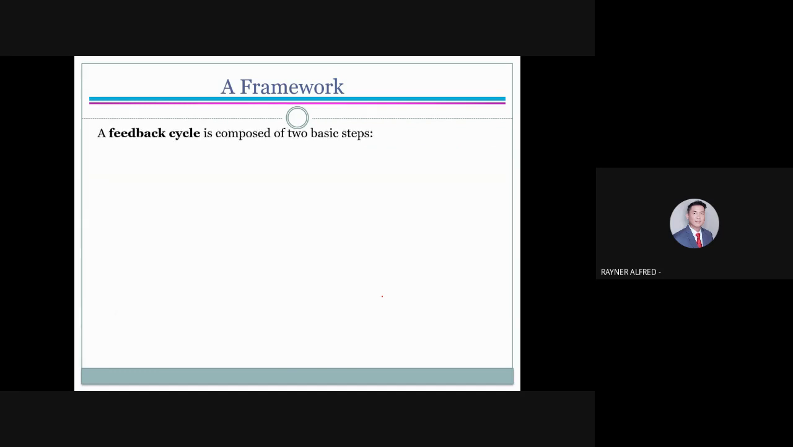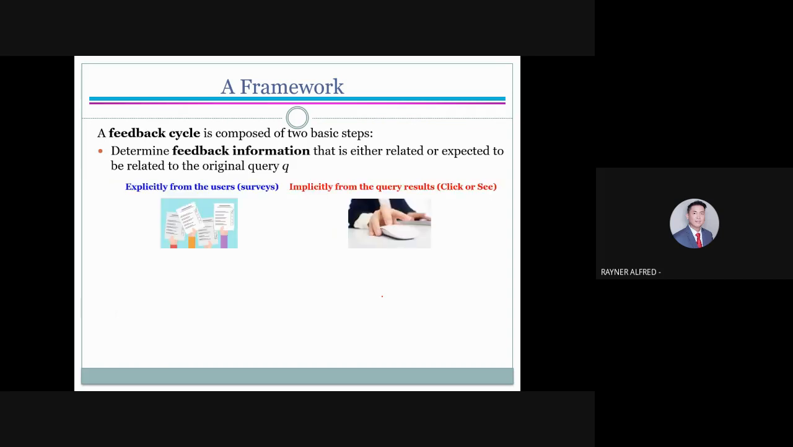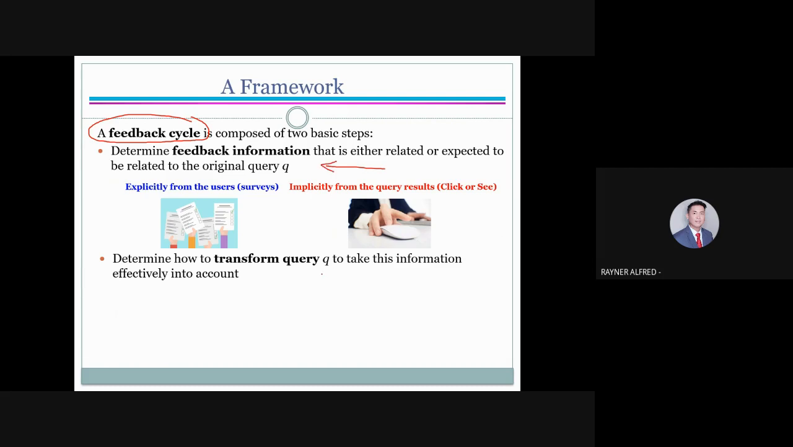Okay, a feedback cycle is composed of two basic steps. Like I mentioned just now, we determine the feedback information through the survey or click, and the next one is how do we transform query Q to take this information effectively into account. So always remember that a feedback cycle consists of two steps. One is obtaining the information from the user, and the second one is to transform the query Q into a modified query. So the whole point is how do we get the best result for our query.